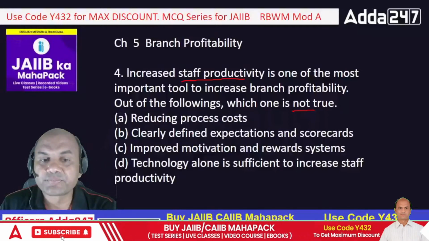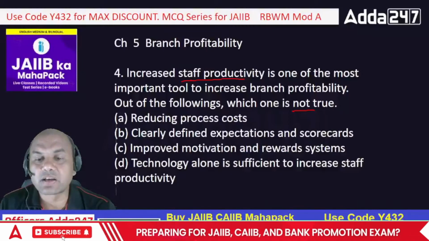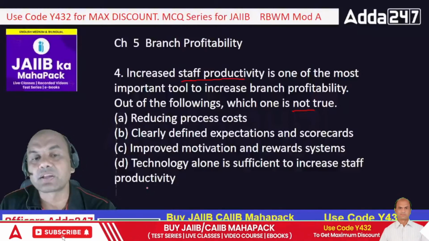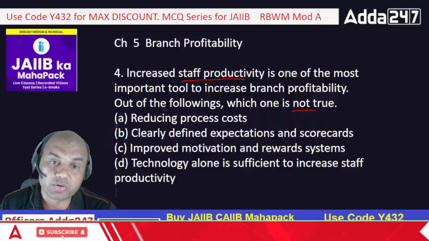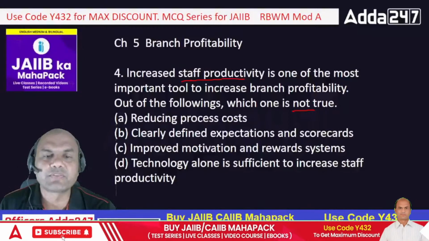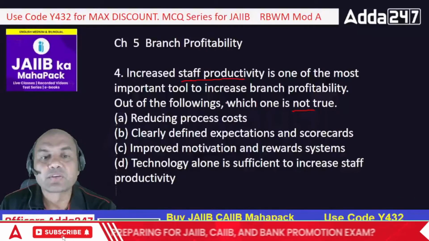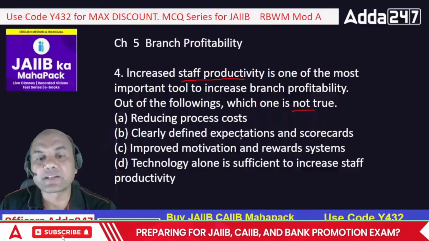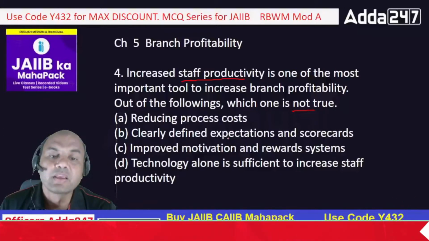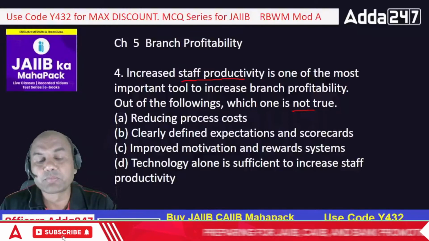Reducing the process cost, clearly defined expectations and scorecards, improved motivation and reward systems, technology alone is sufficient to increase the staff productivity. Not true. We want not true. Reducing process cost, that is the aim of any company. Any company will always try to reduce the process cost as much as possible. So that is true. Clearly defined expectation is also true. I must give a clear picture to the employees. Improved motivation means employees need to be motivated.